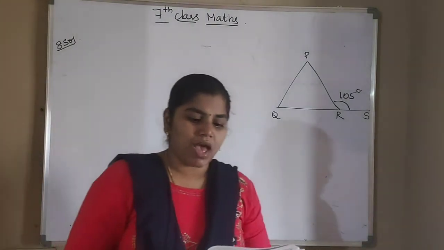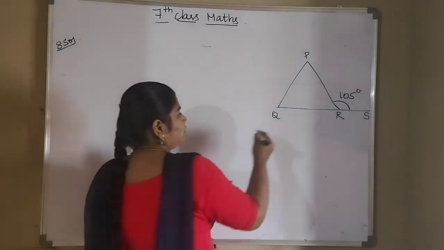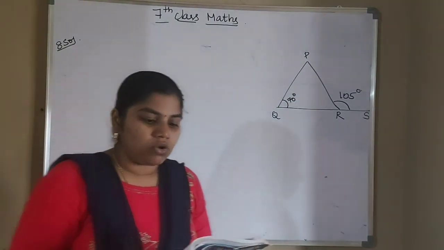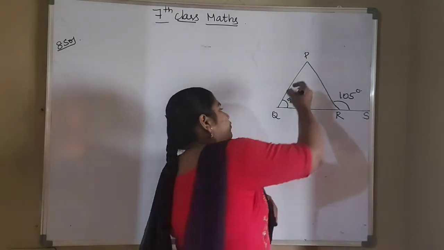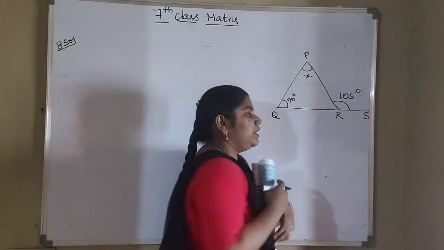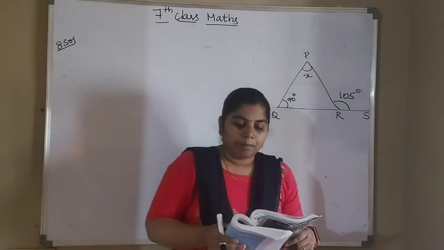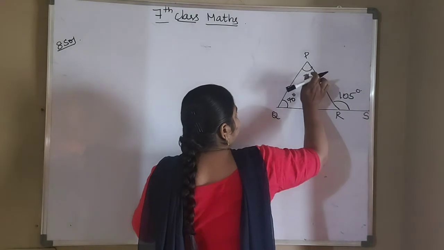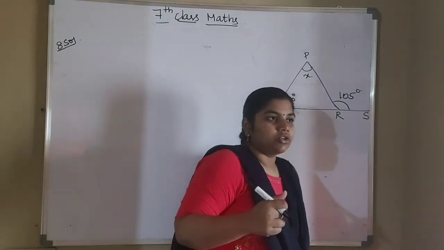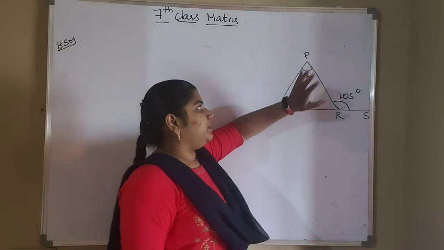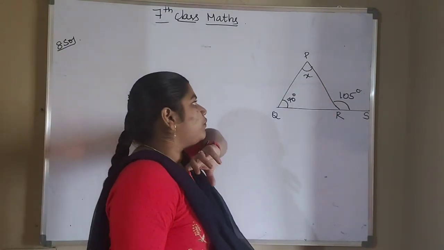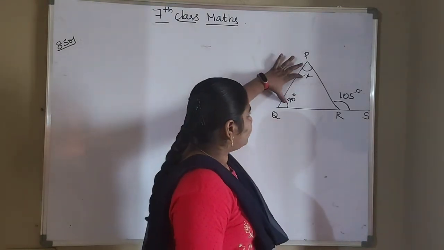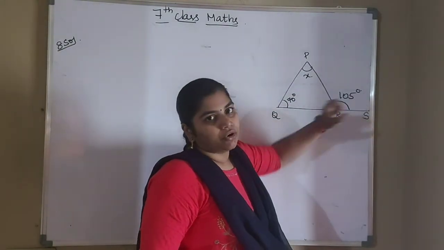Now, angle Q is 70. This angle Q is how much? 70 degrees. So, find angle P. We have to find this angle P. I am taking it as X. Is angle PRS greater than angle P? Whether this angle is greater than this angle or not, we have to find. So before that, first we will find the x value. How to find the x value? By using the exterior angle property you can find, that is, the sum of two angles will be equal to 105 degrees.